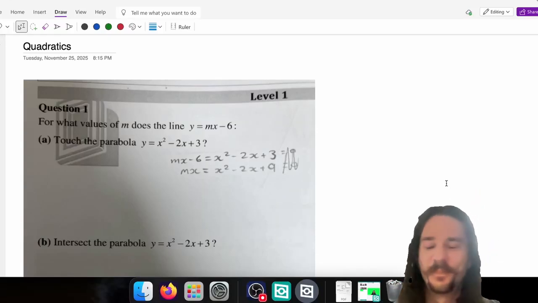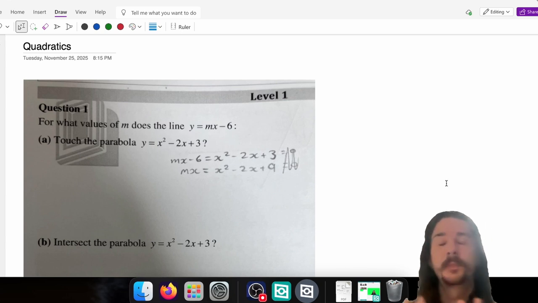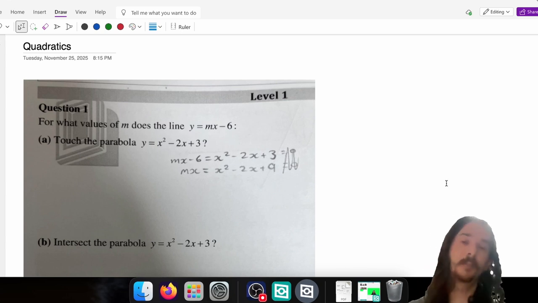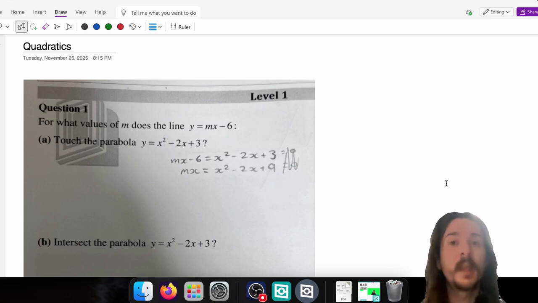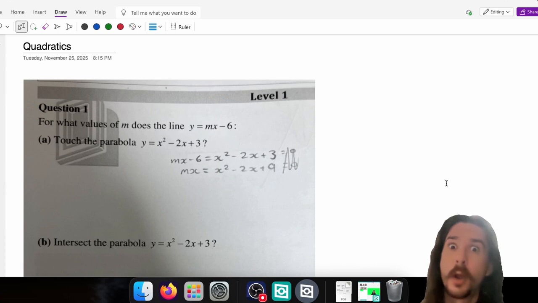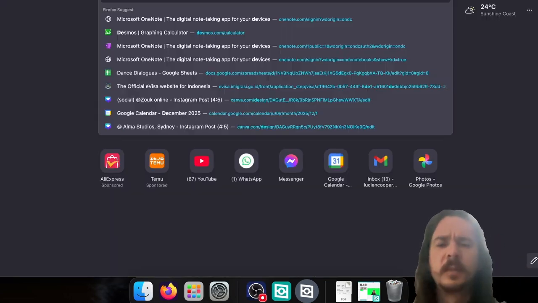Okay, so the first thing you need to understand for these questions is that what we're doing when we find when two curves or lines touch or intersect, anything like that, we're doing simultaneous equations. And you've actually done simultaneous equations with quadratics a lot already without realizing. So let me just explain that real quick.